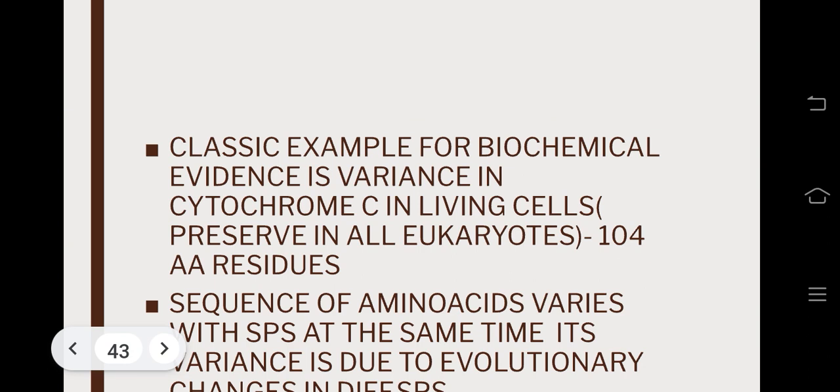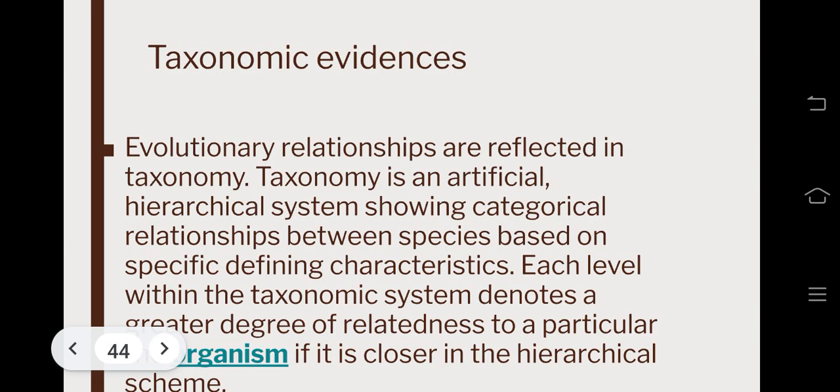A classic example of biochemical evidence is the variation of cytochrome C, present in living cells and preserved in all eukaryotes. The sequence of amino acids varies with the species. Its variants are due to evolutionary changes in use. And taxonomic evidence. Evolutionary relationships are reflected in taxonomy.